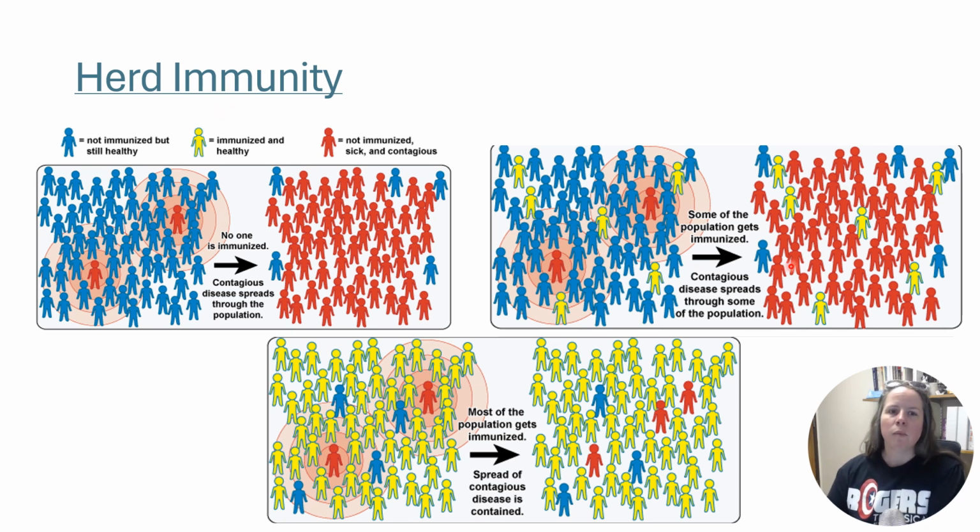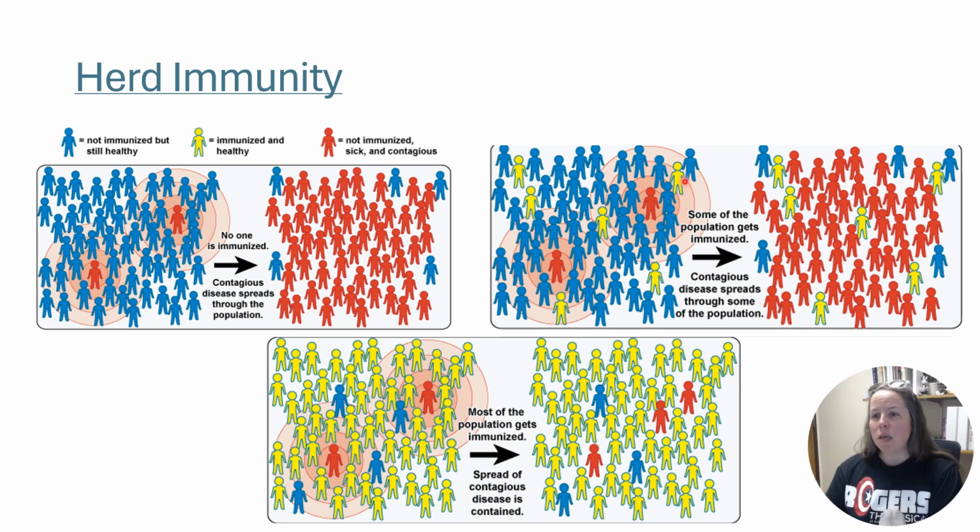But basically, over here we have 3 different people. Blue are people that are healthy but not immunized. Yellow are immunized and healthy. And red are not immunized and sick. So if no one in the population is immunized and we have a couple people get the infection, it's going to spread like wildfire. This is what we saw with the COVID-19 pandemic. No one had been introduced to this or seen it before in terms of memory from our immune system. So it spread very rapidly, and the earlier strains were very, very deadly.